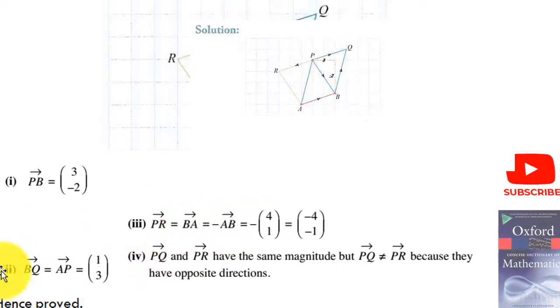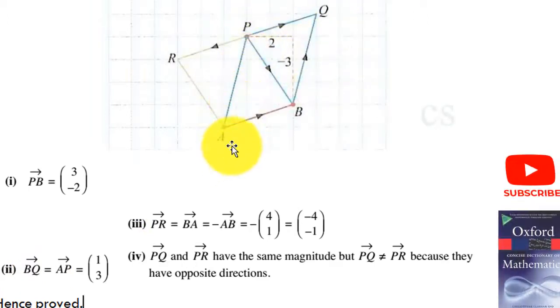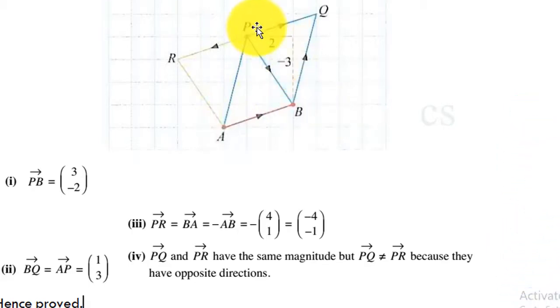And in the same case, BQ is equal to AP. This is the distance of BQ and this is the distance of PB. Both are the same but in opposite direction. Similarly, PQ and PR have the same distance but in opposite direction. So PQ is not equal to PR. Hence this solution is complete.